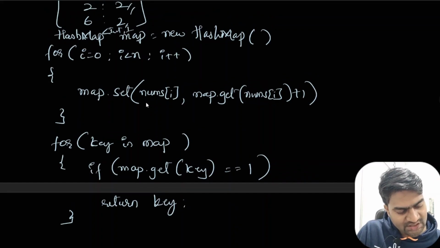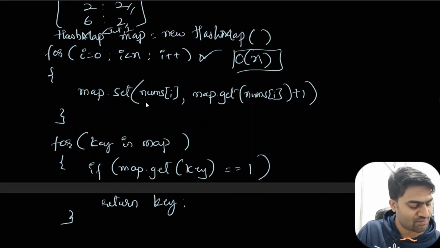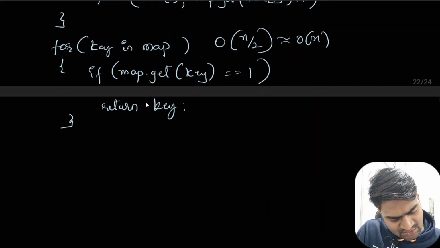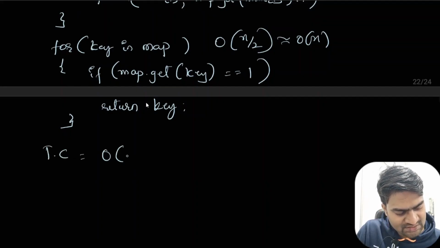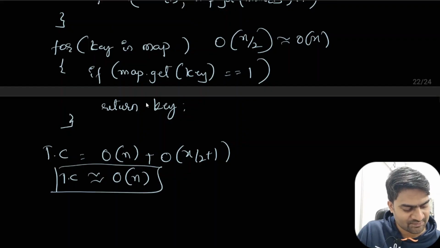Here we used a for loop, which is of order n. Then we used a map. Since each number appears twice and only one number appears once, it hardly takes order of n by 2, which is close to order n. So the total time complexity for this solution is order n plus order n by 2 plus 1, which is close to order of n. Time complexity for this solution is order n.